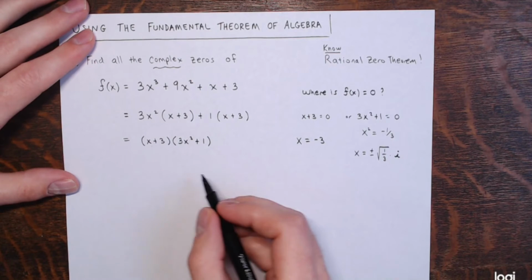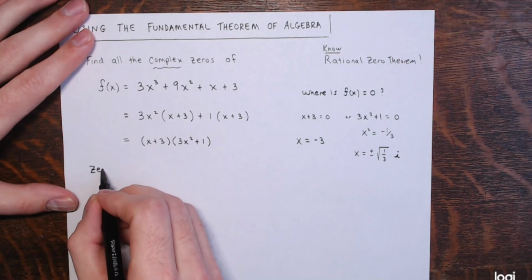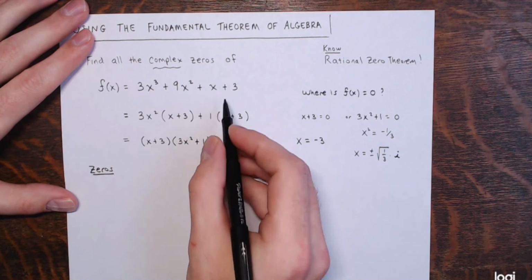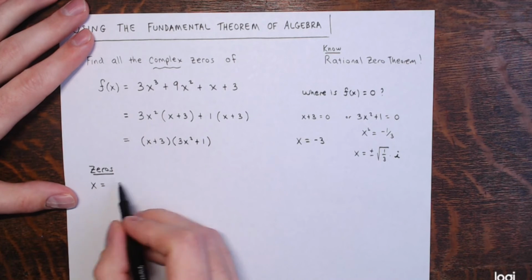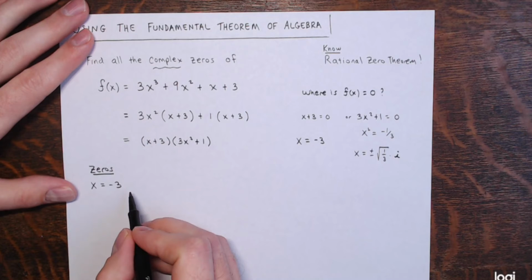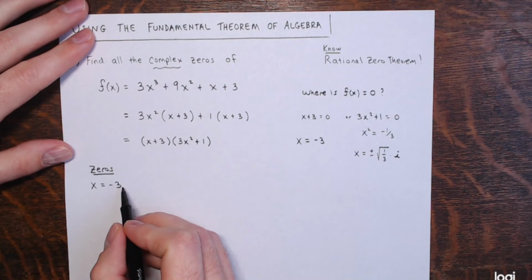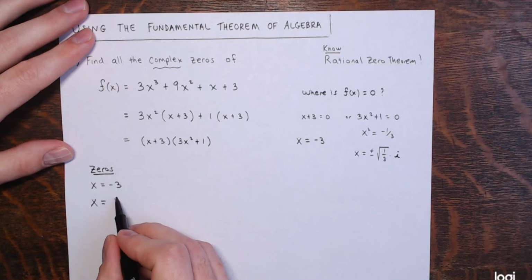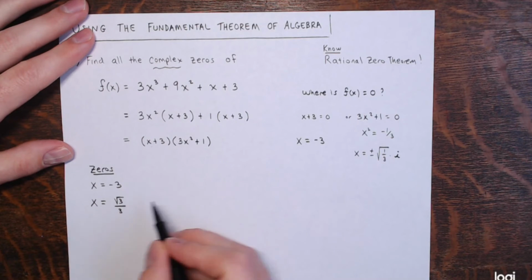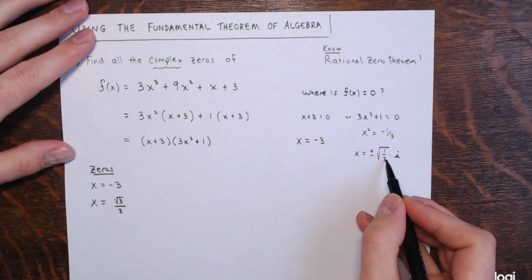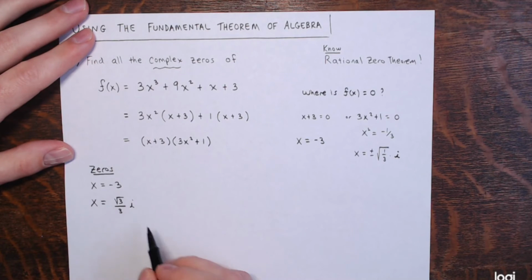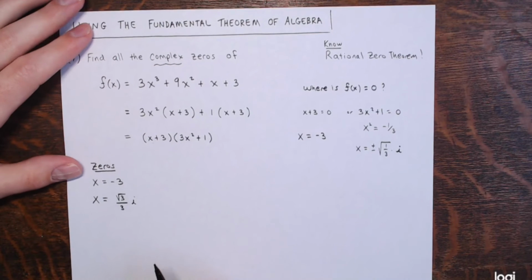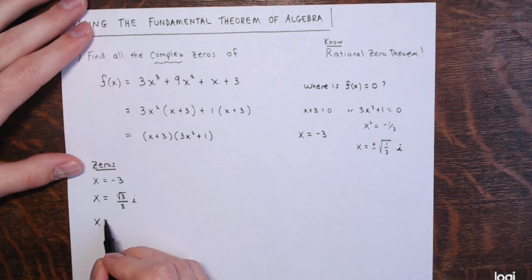So the zeros of this polynomial are x equals negative 3. That's a real number. x equals positive square root of 3 divided by 3 times i, after rationalizing, multiplying the top and bottom by square root of 3. There's an imaginary number, right? And another imaginary zero, negative that, right? Negative square root of 3 divided by 3 times i.